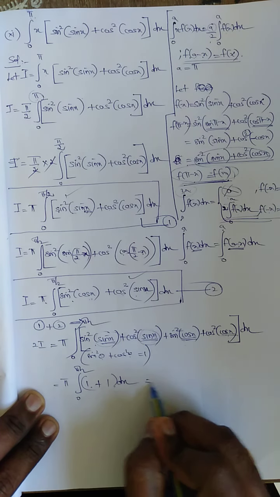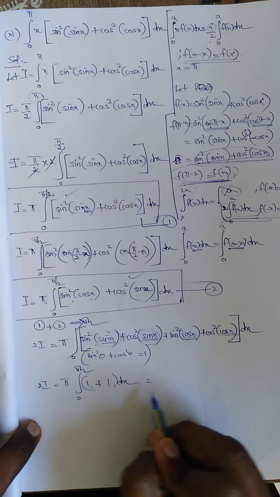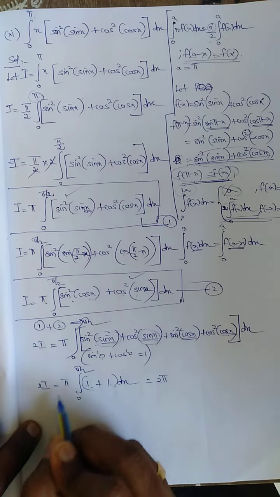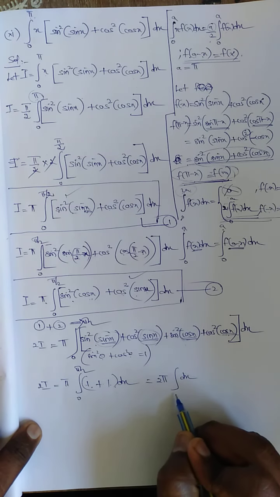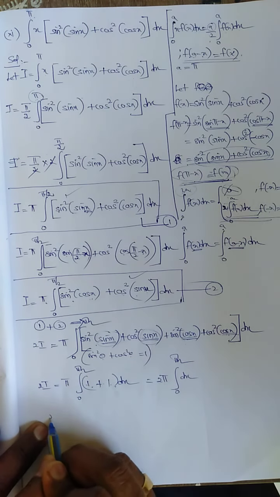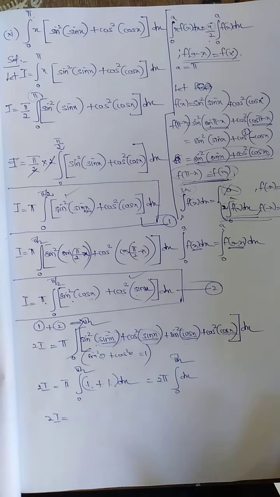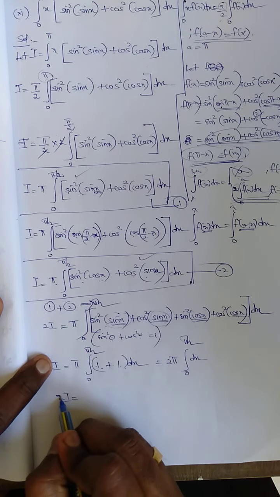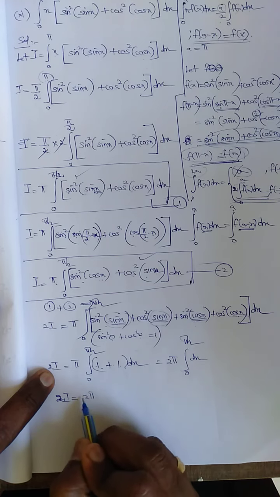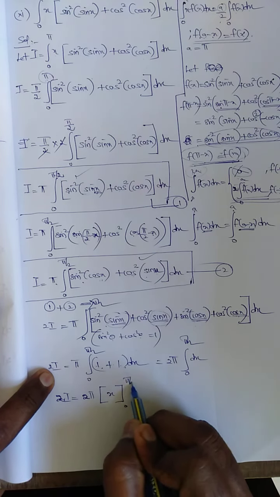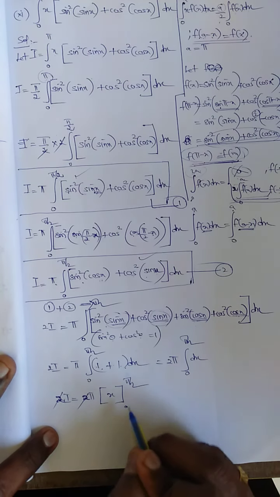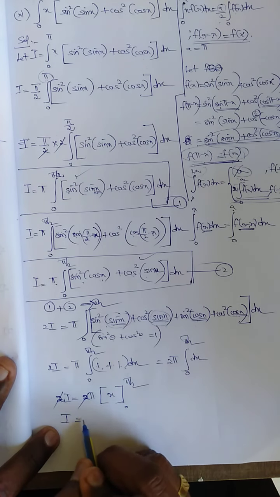So 1 plus 1 is 2. Here 2 is already present. 1 plus 1, 2 pi. Already pi is present. 1 plus 1, 2. 2 I can throw outside, dx with limit 0 to pi by 2. 2I is equal to 2 pi. Integration of dx is x, limit 0 to pi by 2. This 2 we can cancel. So I is equal to pi.